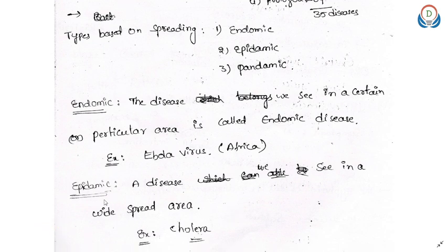What is epidemic? Epidemic is nothing but a disease we can see in a widespread area. Example is cholera. This is endemic and this is epidemic. What is the third one? The third one is pandemic.